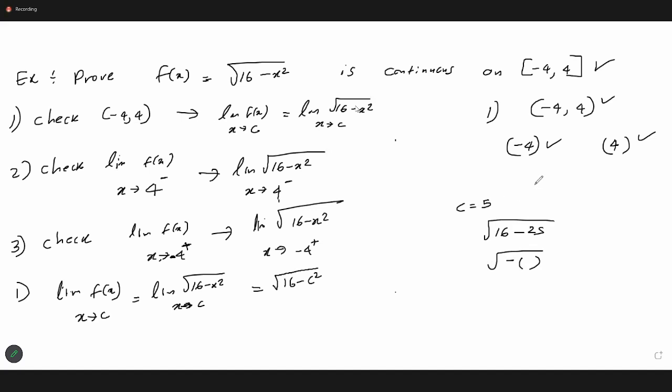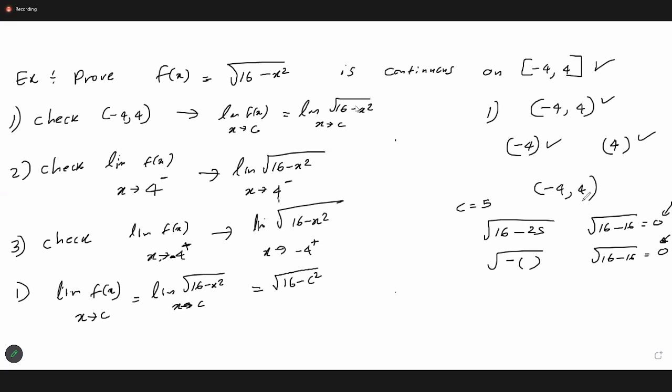But here, we definitely know that our range is within negative 4 and positive 4. Can we plug in negative 4? Yes. 16 minus 16 is equal to 0. Can you plug in positive 4? Yes. 16 minus 16 is equal to 0. But we have a value; 0 means a value. There is no problem. We can plug in the value.